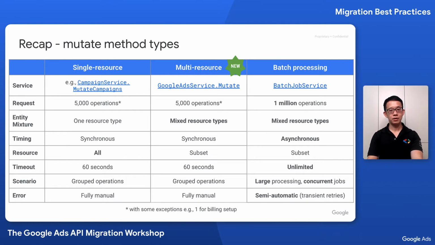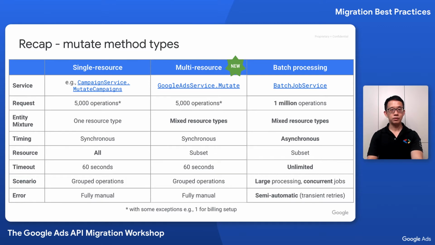The multi-resource mutate type is new to the Google Ads API, and you can use this mutate method type by using the GoogleAdsService.mutate method. For the limitations, single resource and multi-resource mutate types are very similar, except that the multi-resource mutate type allows you to mix several entity types or resource types together.